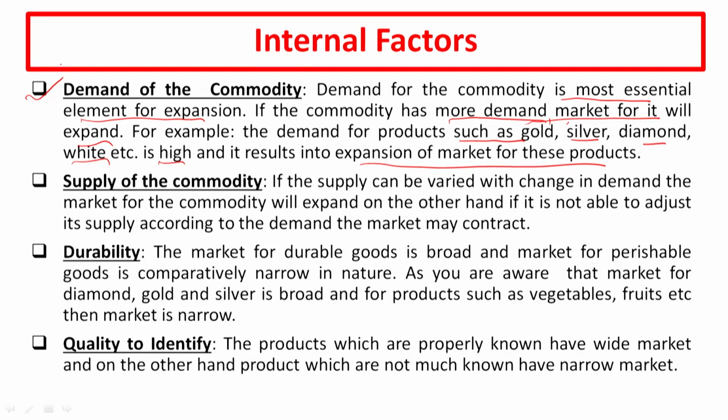So the first aspect we have talked about is related to demand. The second is supply of the commodity. If the supply can be varied with the change in demand, the market for the commodity will expand, which means if the supply can be changed according to the demand of that specific commodity, automatically the market will grow. On the other hand, if it is not able to adjust its supply according to the demand, the market may contract. This is a very important thing to understand.